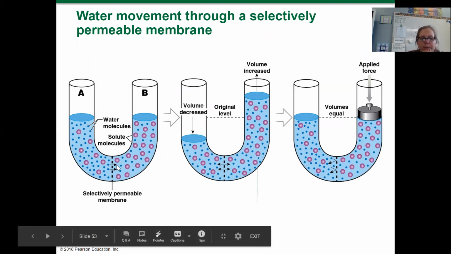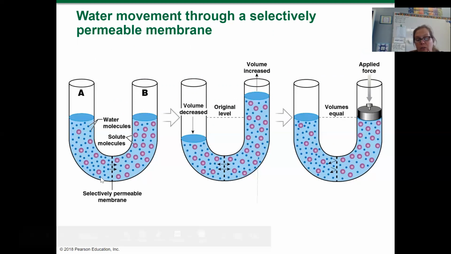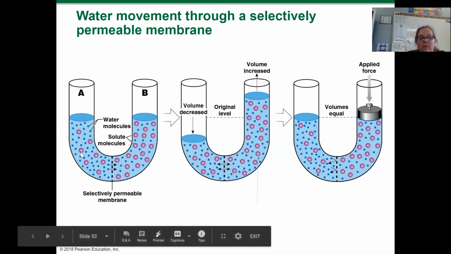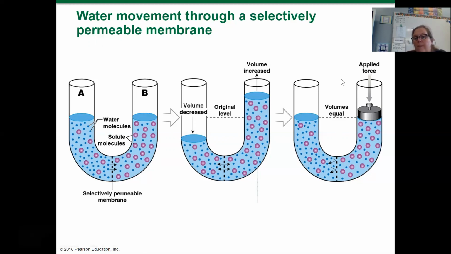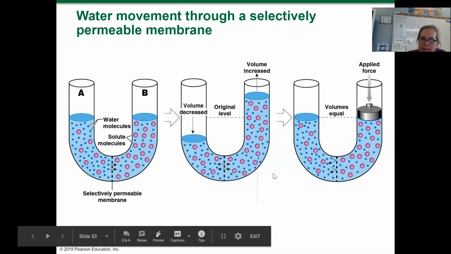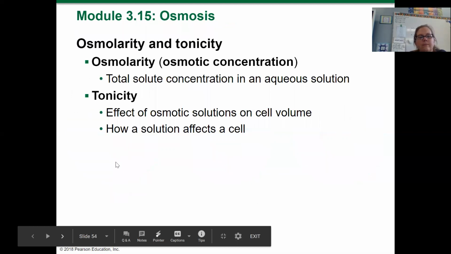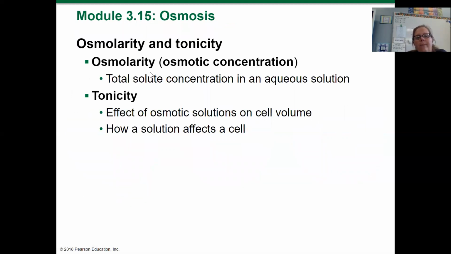But if you have a selectively permeable membrane, it's permeable to the water, but not to the solute. So wherever there's more solute, and it looks like there's more solute over here, the water is going to flow, okay? But when you apply a force, you can actually force the water across the membrane. You can actually calculate the concentrations and calculate the force.